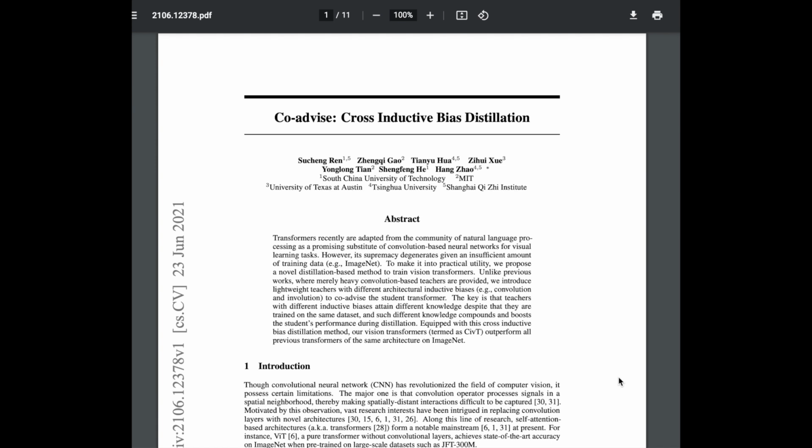We now have a few different neural network architectures for computer vision tasks, like the convolution, where you share the weights across a spatial kernel, the involution, where you share the weights across a channel kernel, and then we have the attention layer in the transformers, and also the fully connected multi-layer perceptron layer. So what this paper, Co-advised Cross-Inductive Bias Distillation, is doing is trying to merge this functional diversity into a single architecture, the vision transformers, through knowledge distillation.